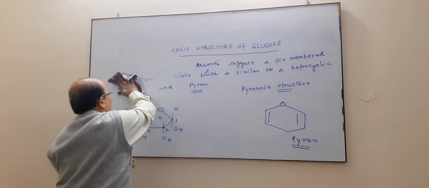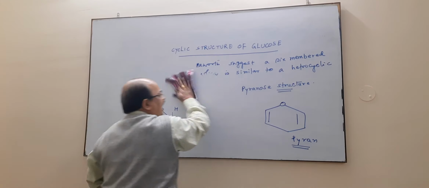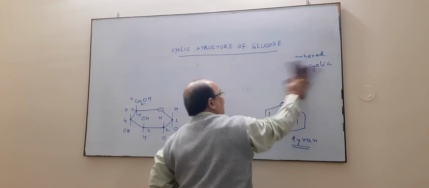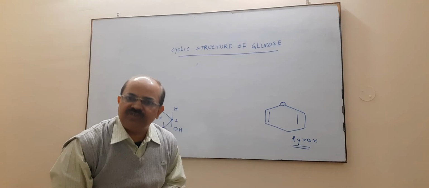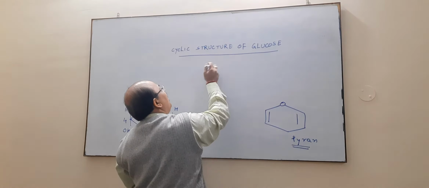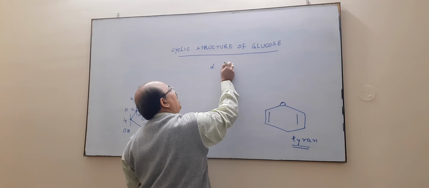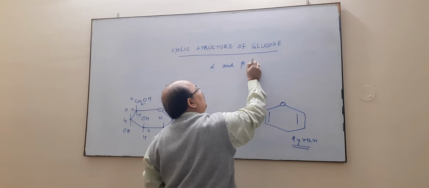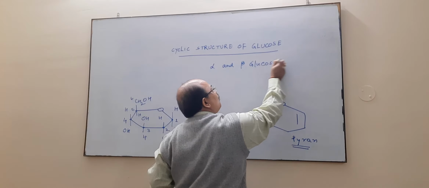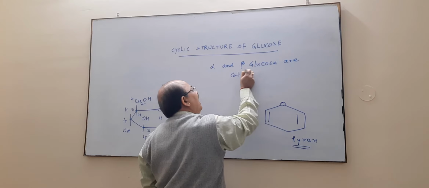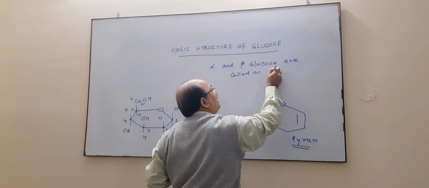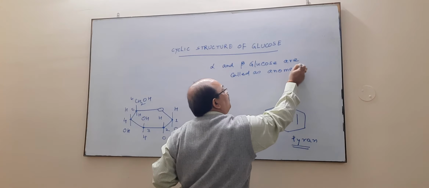Now, glucose exists in two different forms. One is your alpha glucose and another is your beta glucose. Alpha and beta glucose are called anomers. They are called anomers.